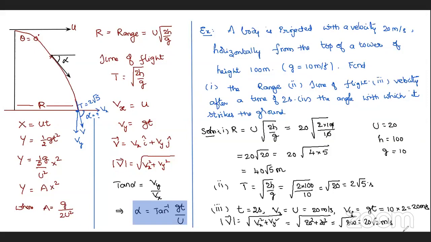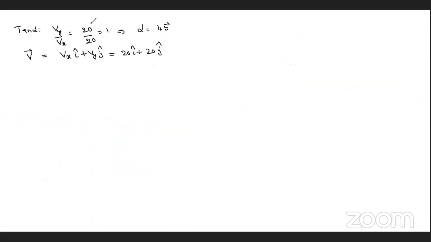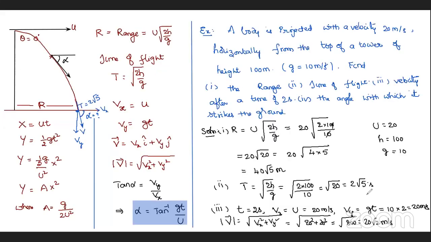So better I go to the last one here, the fourth question. I am writing the answer. Here alpha is equals to tan inverse gt by u. That means tan inverse, g is 10, t is 2 root 5, by u is 20. Is it 20? U is how much? 20, correct.